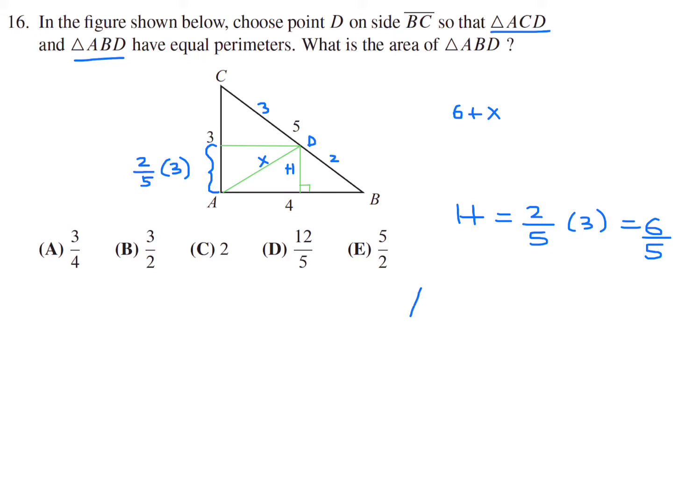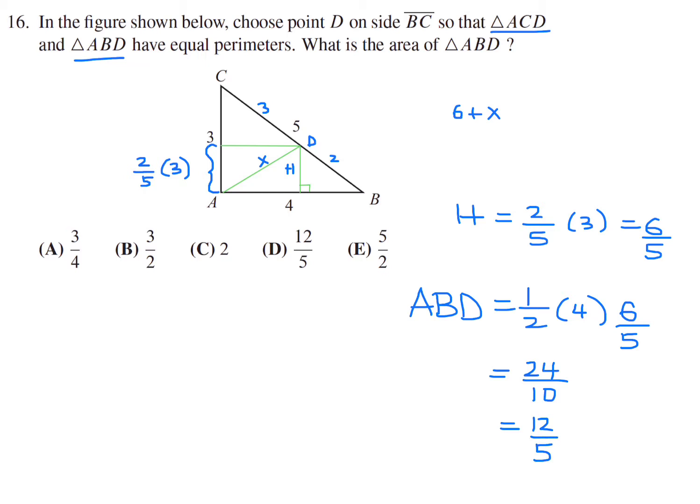So the area of that triangle ABD will be 1/2 base times height, and the height is 6 over 5. So that's 24 over 10, and that is 12 over 5. Yeah, that's it, 12 over 5. So number 16, the answer is D.